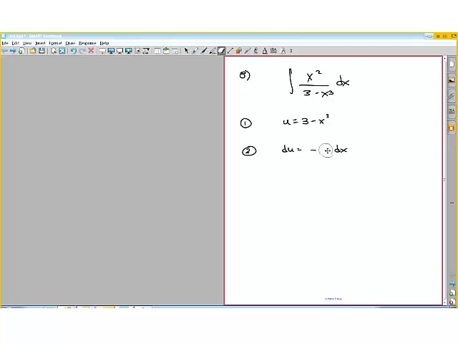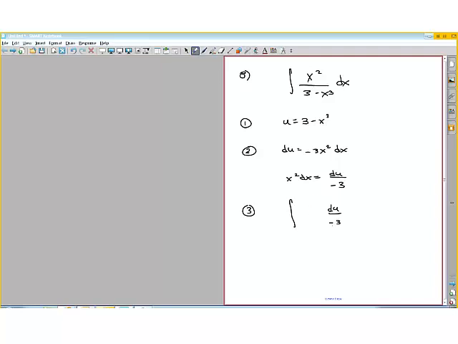So let's try this again. We're going to get negative 3x squared du. So we have x squared dx, so if we solve for x squared dx, from here we get du divided by negative 3. Substitute into the original equation. So x squared dx is equal to du divided by negative 3.